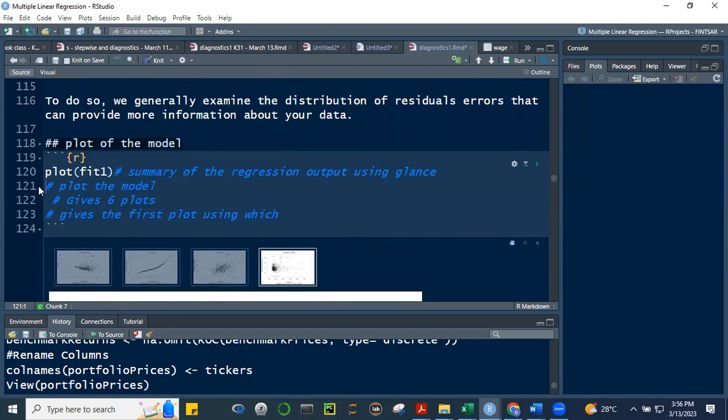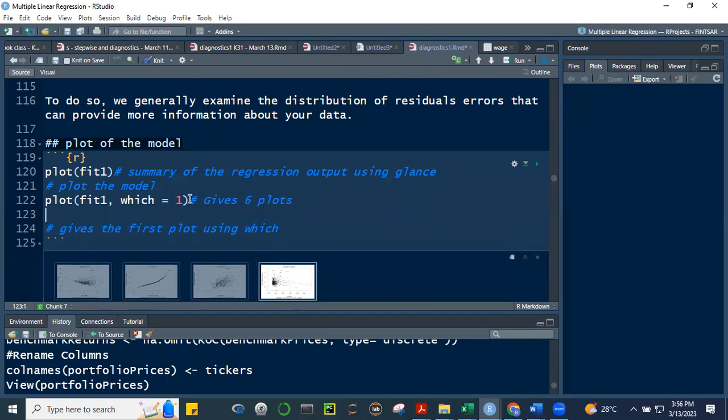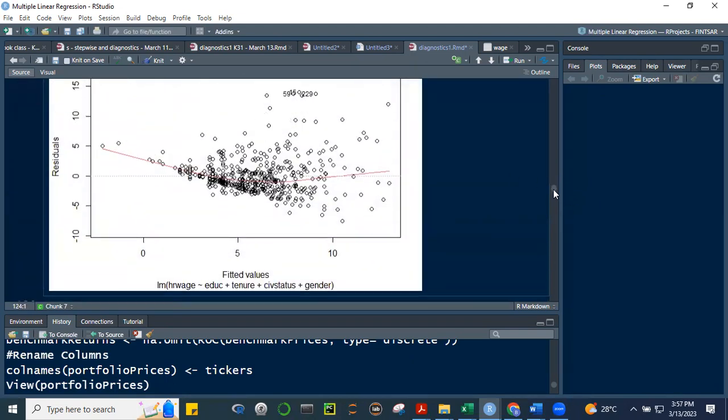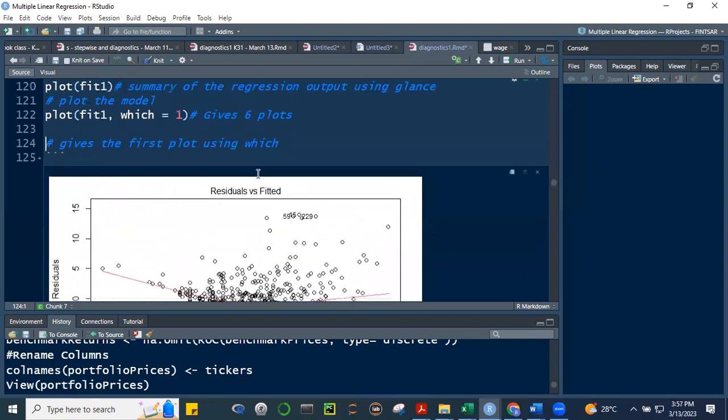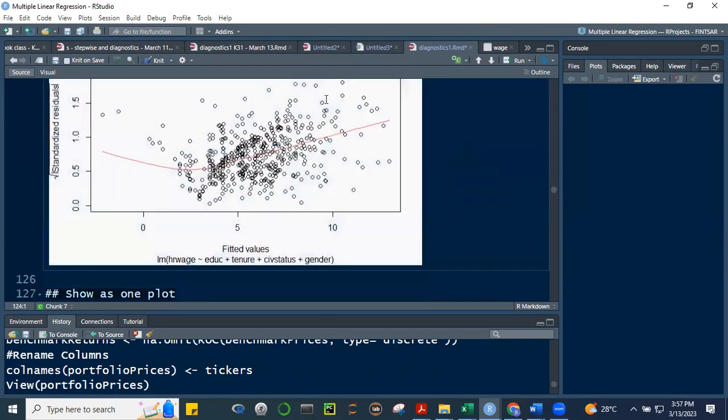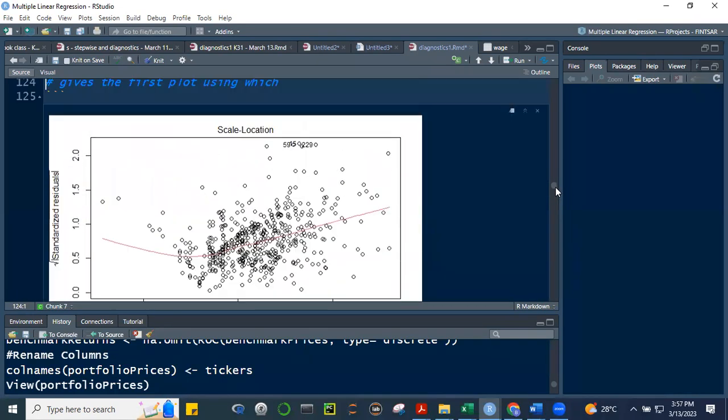If you want all the plots, class, so plot and then fit 1, we can identify which is equal to 1 up to which is equal to 6. This will give us the first plot. Which equal to 1 will give us the residuals versus the fitted values. Which equal to 2 will give us the QQ plot. Which equal to 3 will give us the square root of the standardized residuals.